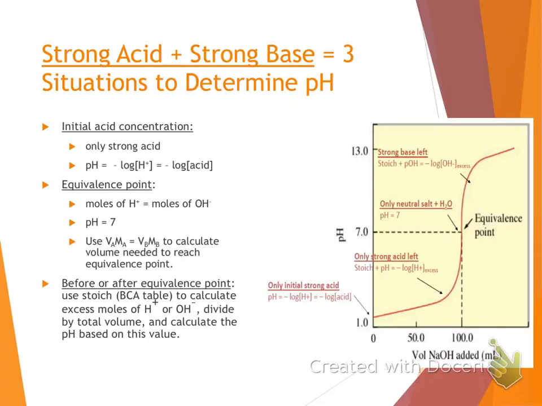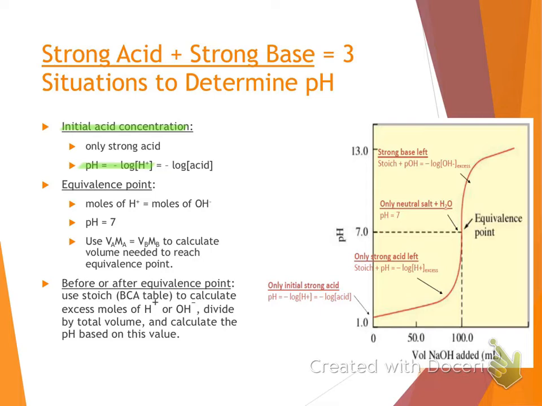So we're going to start looking at our strong acid, strong base titrations. There are 3 different places where we're going to need to determine the pH. The first part is when we have just our initial acid concentration. If we only have the strong acid, we just find pH using the negative log of H+. Because it is a strong acid with 100% ionization, H+ is going to equal the concentration of our acid.